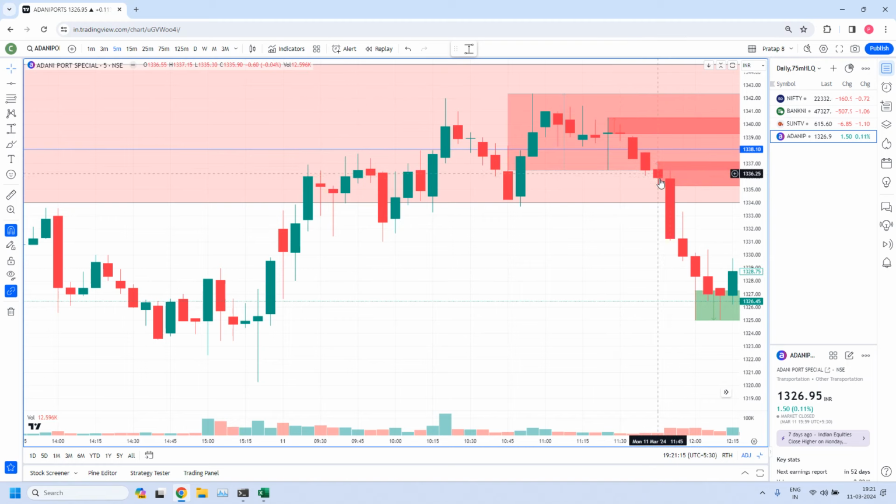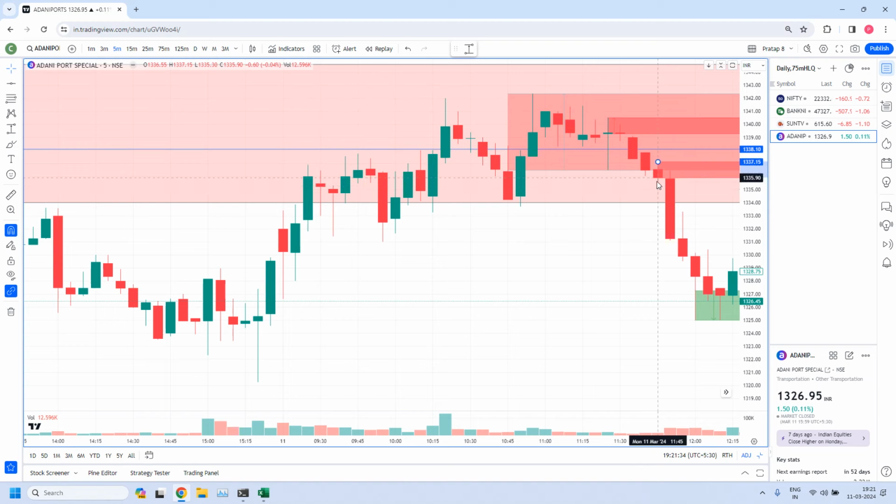Because half of this body came out of this 15 minute zone. See, this is a 75, inside 75, 15. So exactly inside 15, you should have 5 minutes.